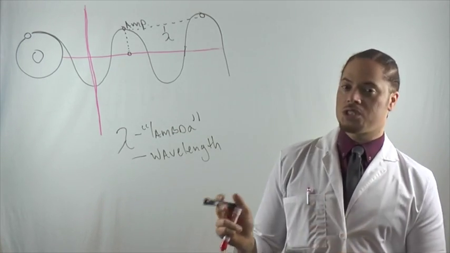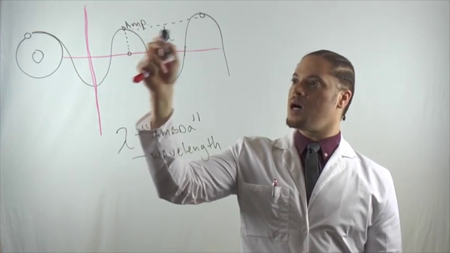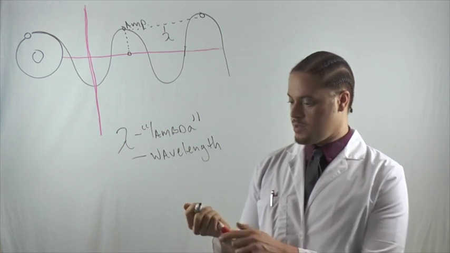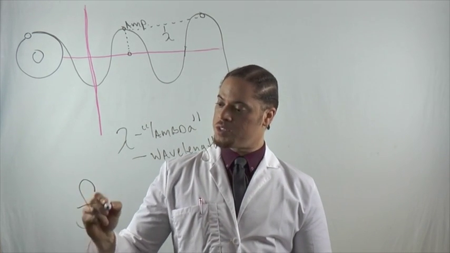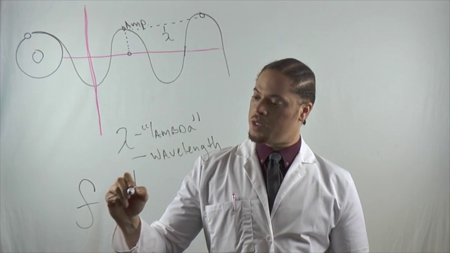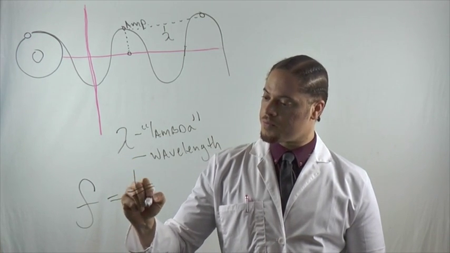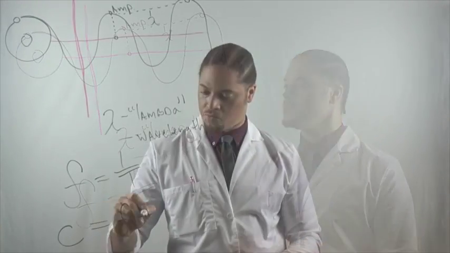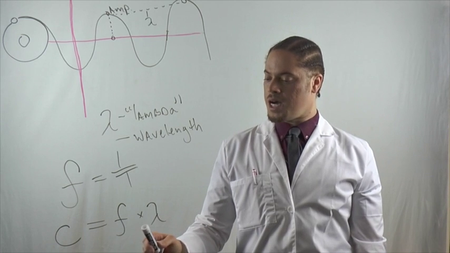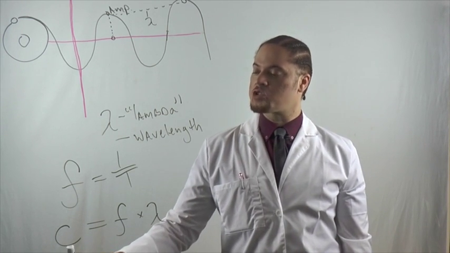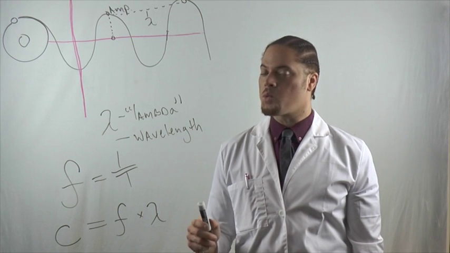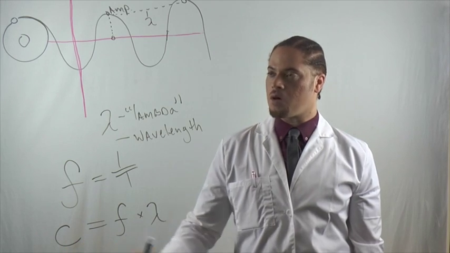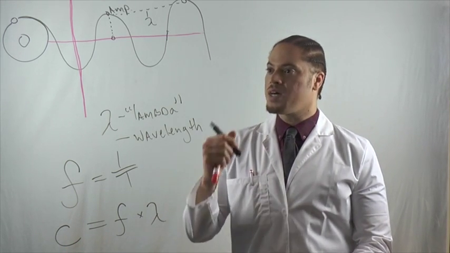Frequency. Frequency describes how many wavelengths will pass a point at any given second. Frequency equals 1 over the period. And the period is the time. Time is in seconds. Frequency times the wavelength will give us the speed or the velocity of the wavelength. In this case, I'm using the letter C for our velocity of our wavelength.